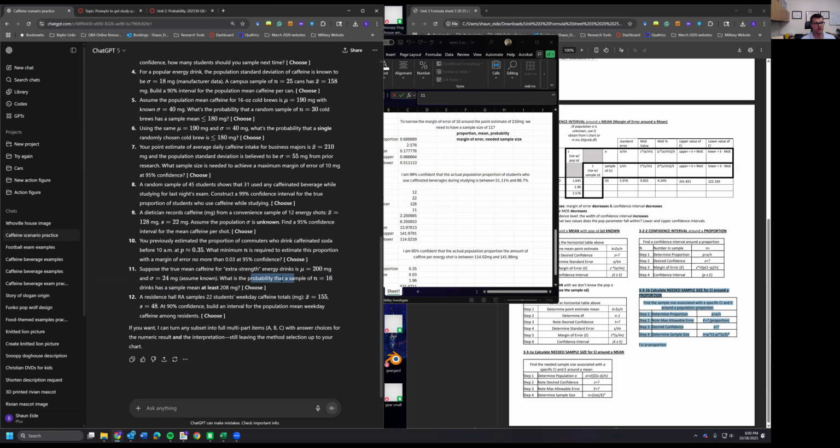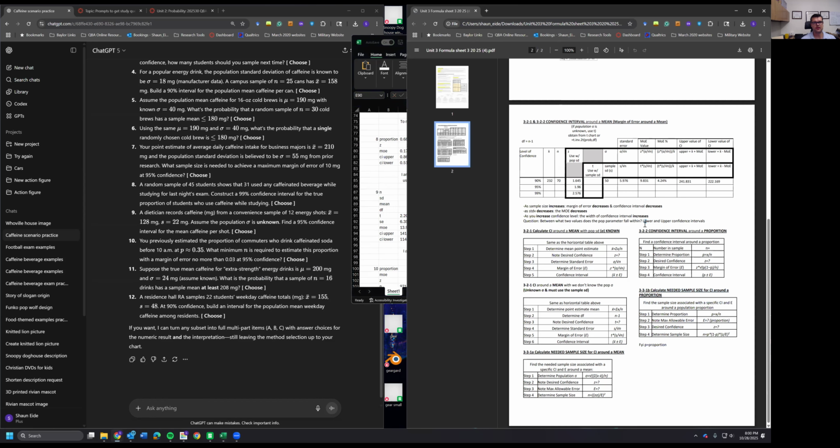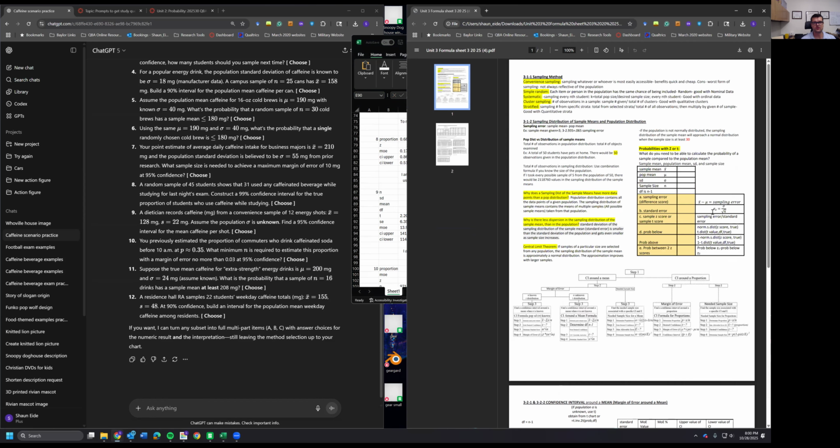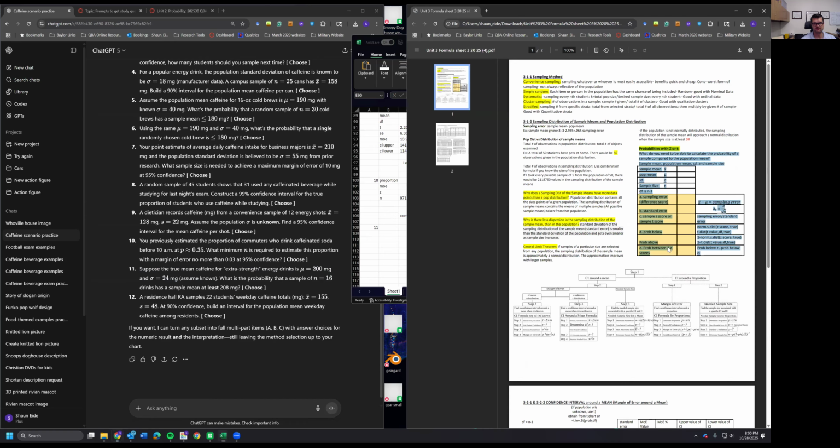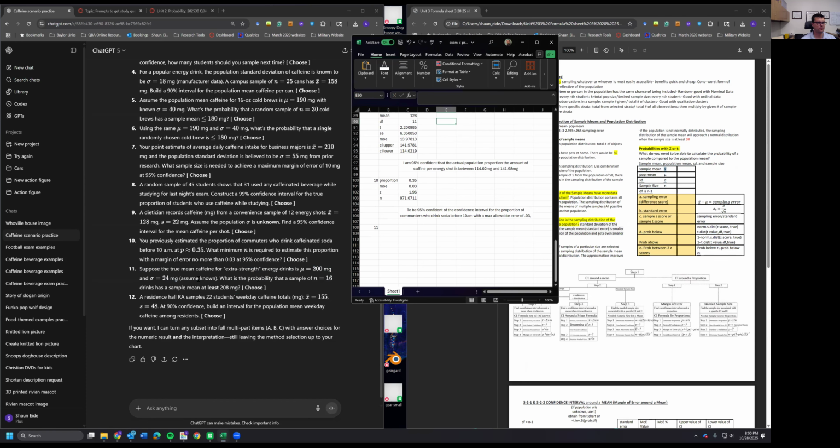We see probability right here. So we're dealing with a probability. So if we're dealing with a probability, we're going to go to the formula sheet, and the only place where we're dealing with probability is right here. So we're dealing with probabilities right here, so we're going to calculate the probabilities. So for number 11, we're just going to literally follow along right here with probabilities.